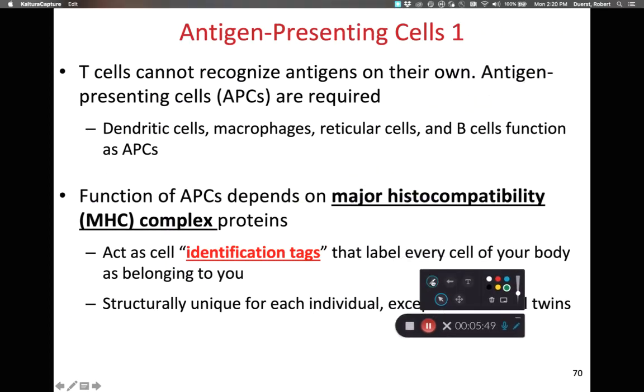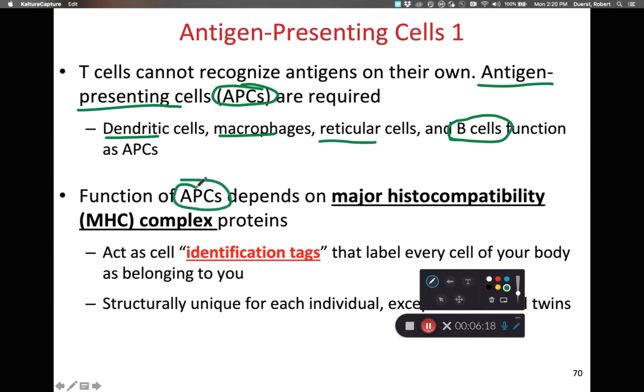Now, as we look at T cells, they aren't able to be activated all by themselves. They can't recognize antigens on their own. They need a helper, and that helper is referred to as an antigen-presenting cell, an APC. Classic examples of antigen-presenting cells include dendritic cells, macrophages, reticular cells within our lymph nodes, or certain B cell types.